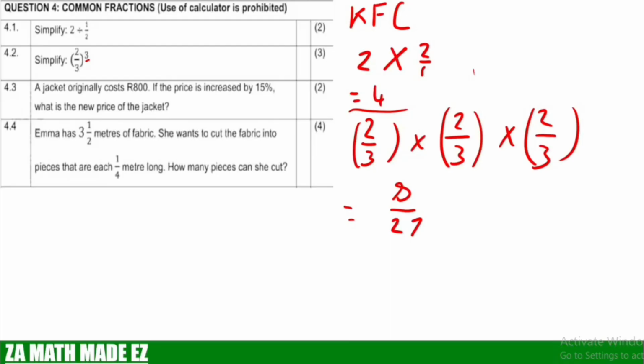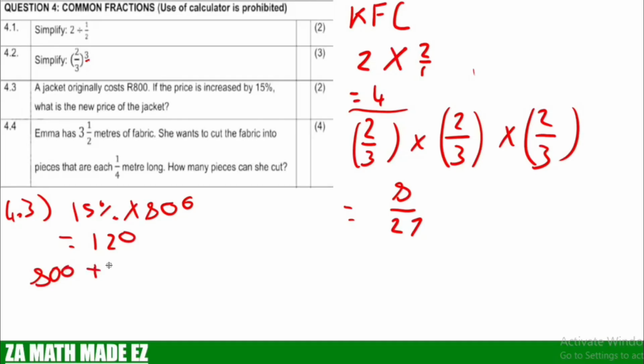So, you can tell by the keyword "increase" that the price is going to go up. You would take 15% of 800 Rand, so it's 15% times 800, and that would equal 120. Now, in order to get the new price, we take the original price and add 120, and that will equal 920.